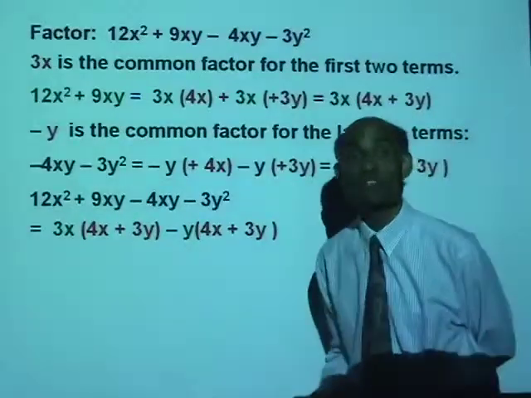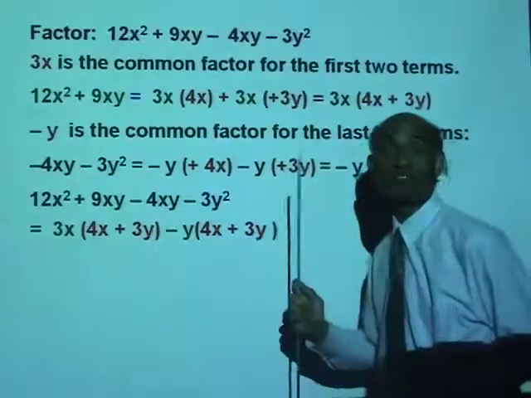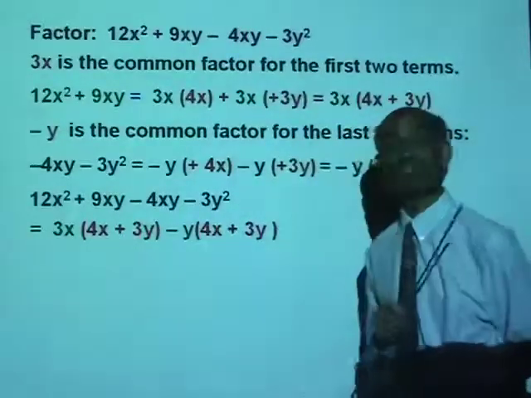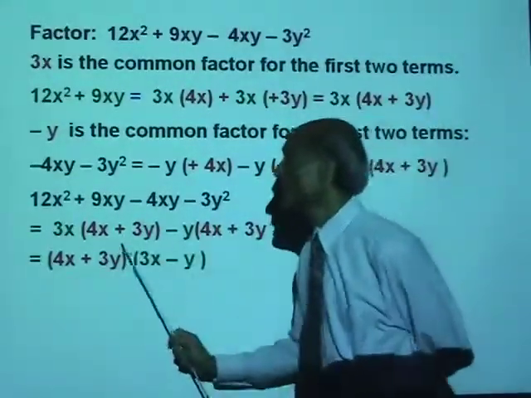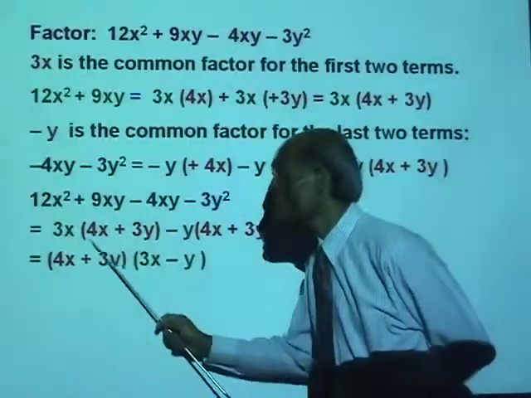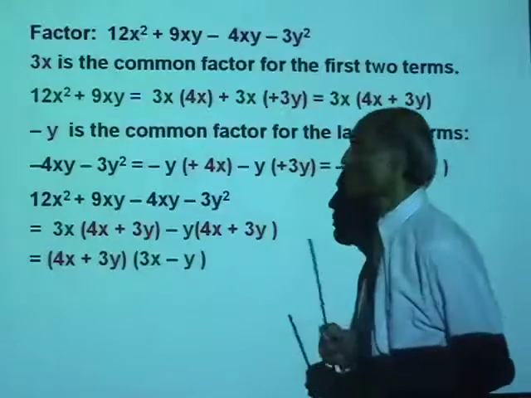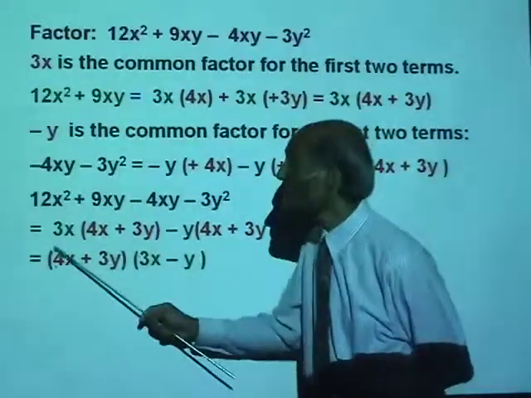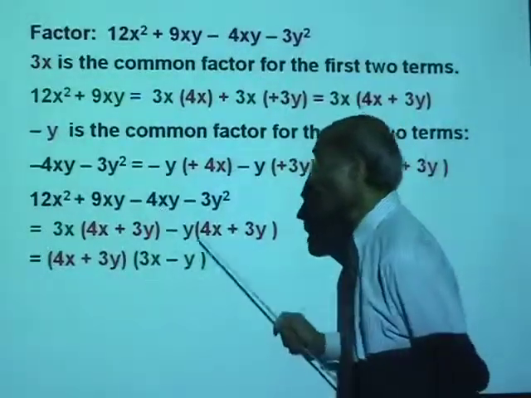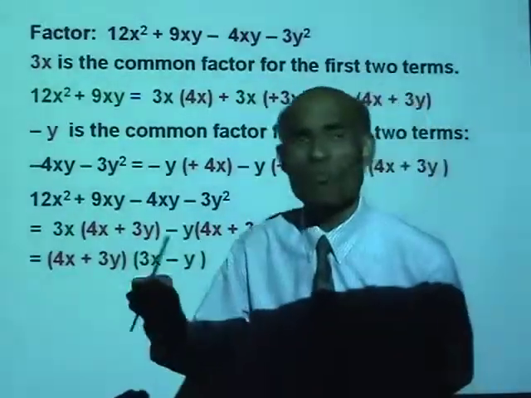What have we achieved in doing that? We have identified 4x plus 3y as the common factor. Alright, we now pull that out. 4x plus 3y is our common factor. Now, once you pull out the common factor, what is left in the first term is 3x, and what is left in the second term is minus y. Therefore, the factored form of this expression is 4x plus 3y times 3x minus y. Okay, I hope this is now more or less clear.